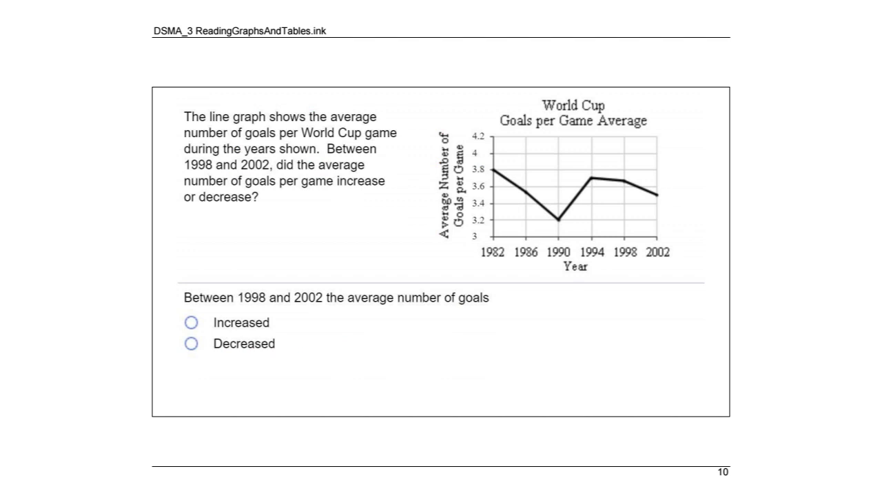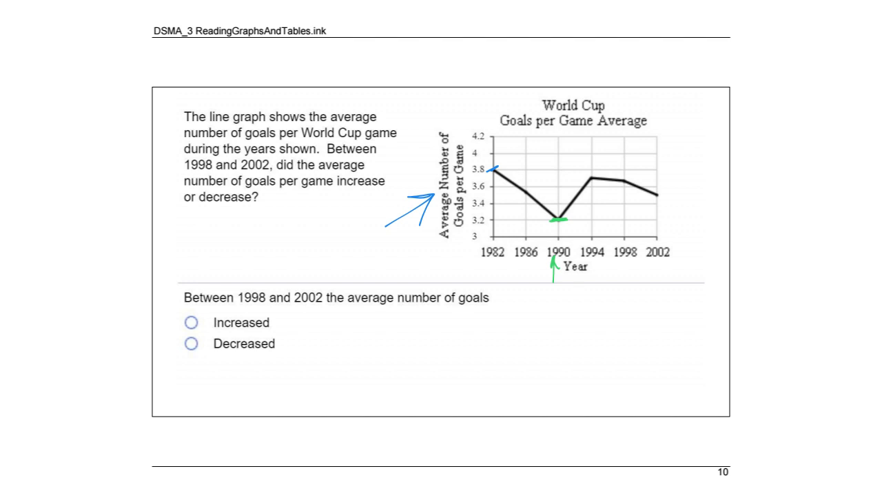With this graph, we again have years across the bottom, 1982, 86, 90, 94, 98, and 2002. And we have average number of goals per game on the vertical axis here. This is the World Cup goals per game average. And so like 1982, we would come up and it looks like it would be 3.8. Over here at 1990, if we come up and look over, that would be at about 3.2 and so on. So we could read this data if they asked us for certain years what the average number of goals were. But that's not what they're asking me.